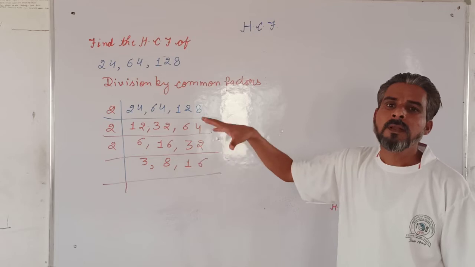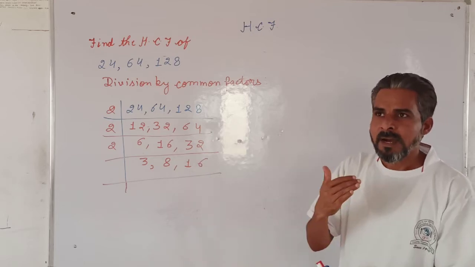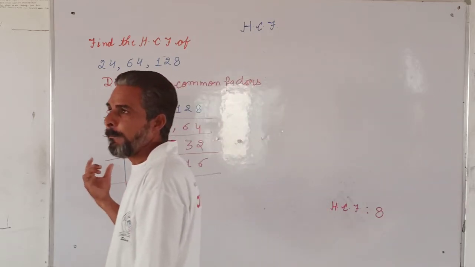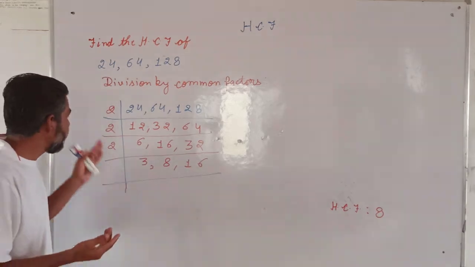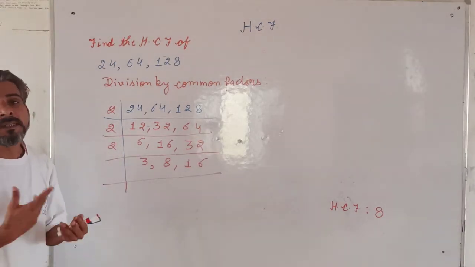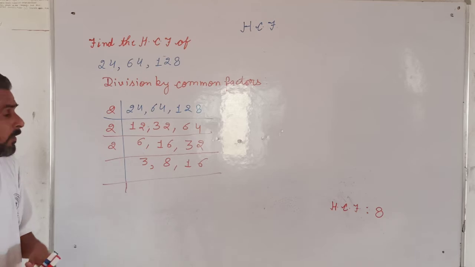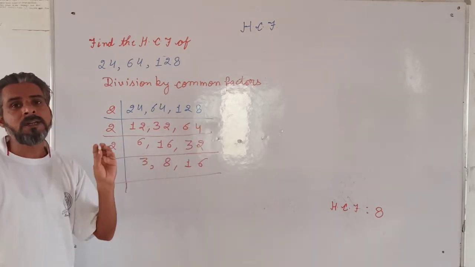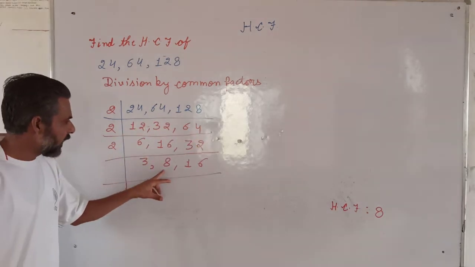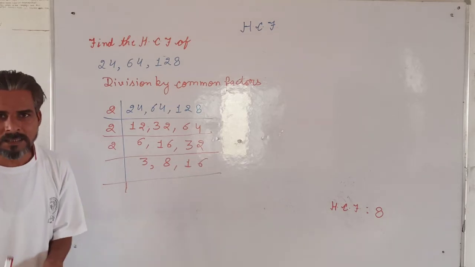So we will stop here. We will keep dividing until all the numbers are divided by some number. We started with 2, after 2, 3 can be there, 4, any number can be there, but all these three numbers should be divided completely. So 3, 8, 16 cannot be further divided by a single number.